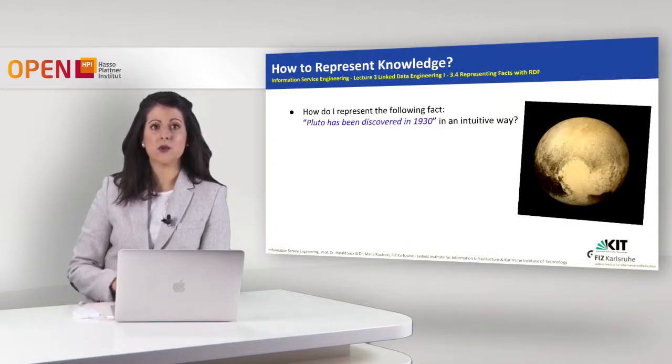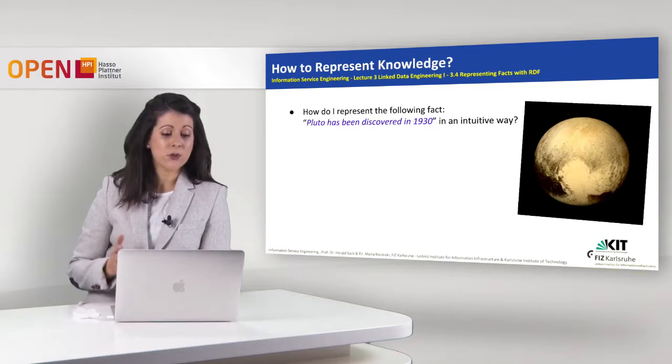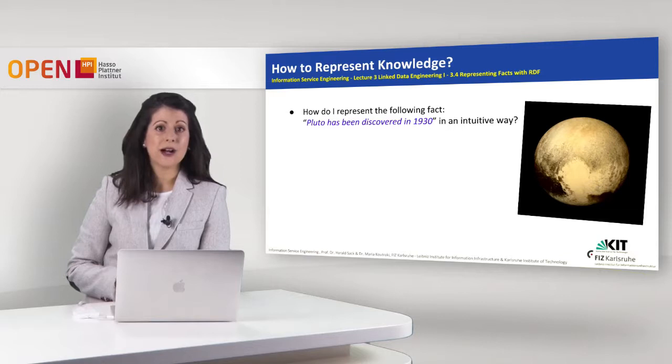And let us start. So the question here is how to represent knowledge. There is so much knowledge available, and we have to find ways to represent the knowledge. But we want to do this representation in an intuitive way. So let's see how we can represent the following fact. We have here the fact which says Pluto has been discovered in 1930. So how can we represent this fact?